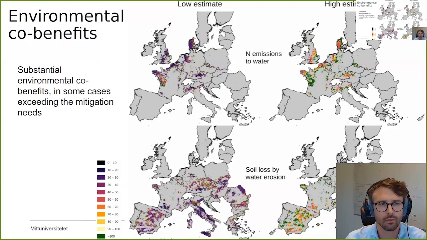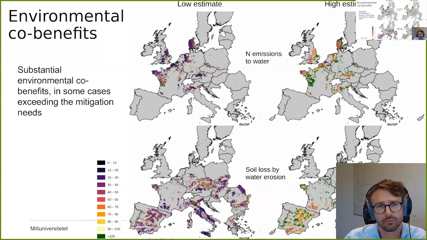So let's start with the top row and look at nitrogen emissions to water. Because if we include grass in the crop rotations, this will be reduced. And in the high estimate, we see that there's a lot of green everywhere. And green means that we reduce the emissions more than what is needed to achieve a low level, meaning that it sort of exceeds the mitigation needs. And this is a co-benefit. It's not something we establish the grass for. This is something we get for free.